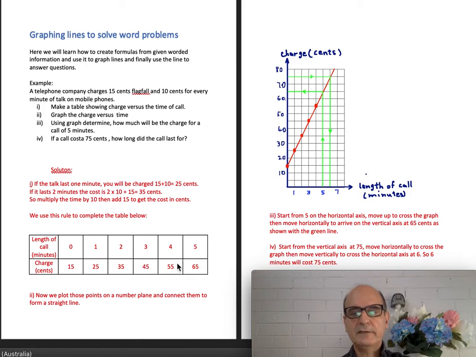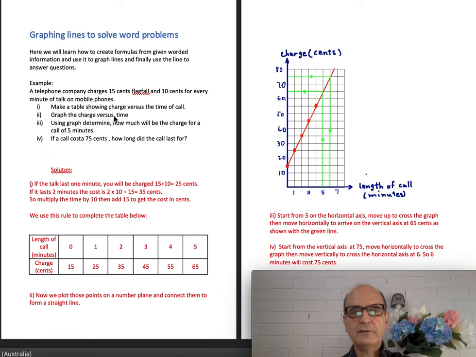For 4 minutes, that will be 55 cents. For 5 minutes, that will be 65 cents. So this is the table of values we have made for that. So the top shows the time, length of call, and the bottom shows the cost or the charge for the call. That is for the first part, which asked us to make a table of values. That's the table of values.